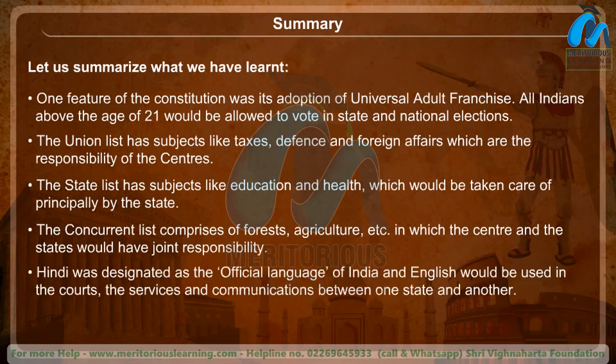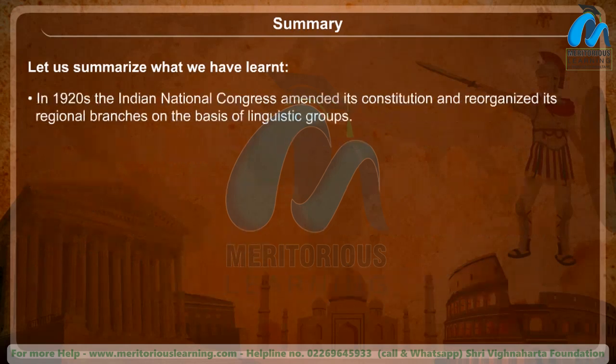Hindi was designated as the official language of India, and English would be used in the courts, the services, and communications between one state and another. In the 1920s, the Indian National Congress amended its constitution and reorganized its regional branches on the basis of linguistic groups.